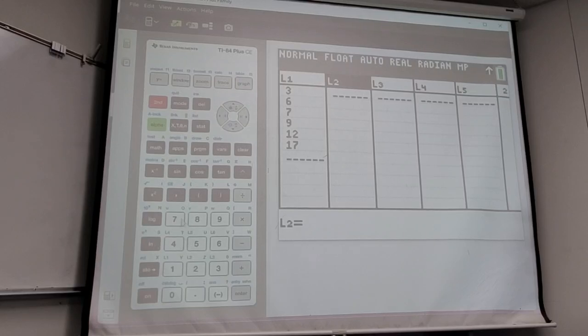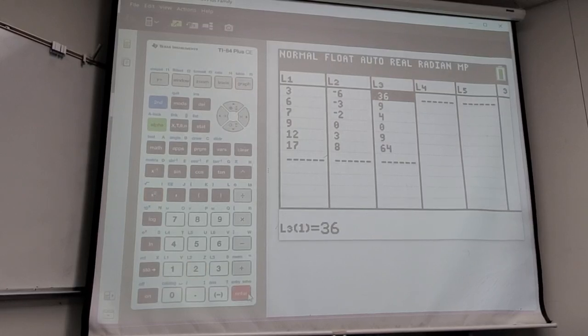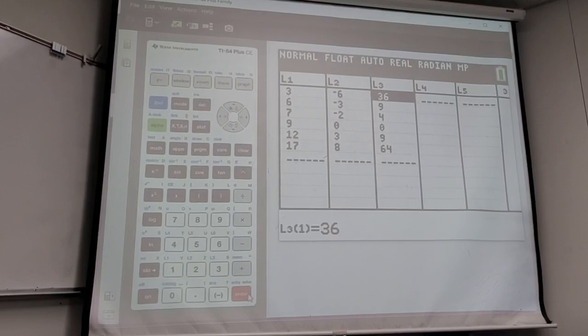Now I can tell it, I want this whole list to be L1 minus 9. Now it's okay, right? Then I want the next one to square those. Why am I squaring them? To kill the negatives. Because otherwise they all add up to be 0. So I want this one to be L2 squared. And again, we're just doing the exact same stuff we did here. We're just doing it, instead of by hand, in the calculator.